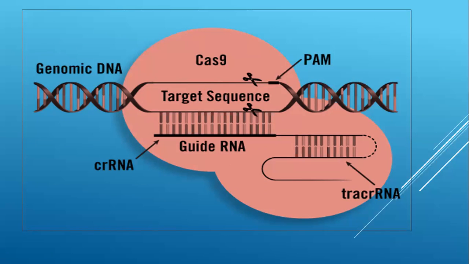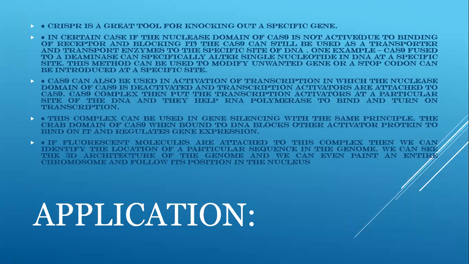It's a great tool for any knockout study, or in the case of genetically modified organisms, you can use it for activation of transcription. Suppose a repressor sequence is present, which is hindering a particular gene from being transcribed. You can remove that repressor sequence using this CRISPR-Cas9 system. Similarly, in gene silencing, suppose there is an enhancer sequence which allows a certain gene to express, but if you remove that enhancer using CRISPR-Cas9, your gene will be silenced.